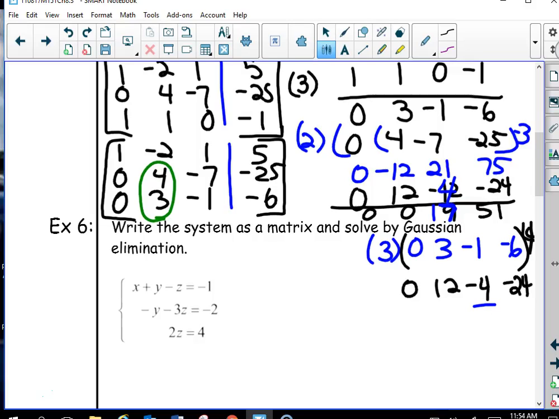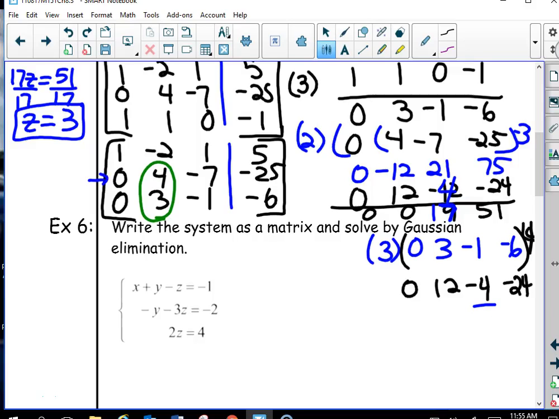So what I have here is I can back calculate now. I have 17z equals 51. And that makes z equals 3. Okay. I'm going to skip the work because the next thing I'm going to do is plug into 4y minus 7z equals negative 25.